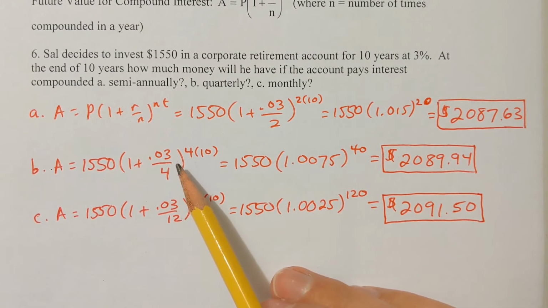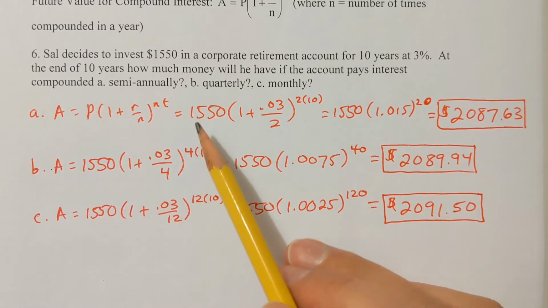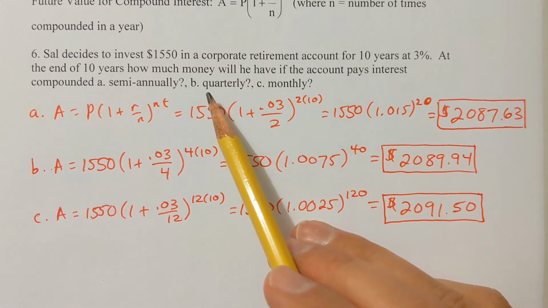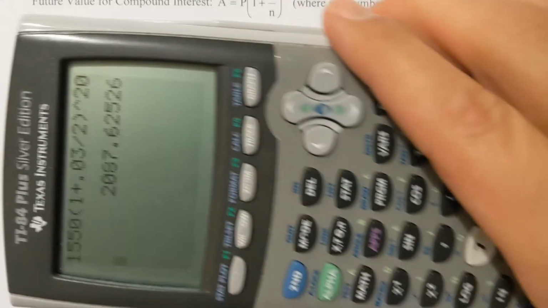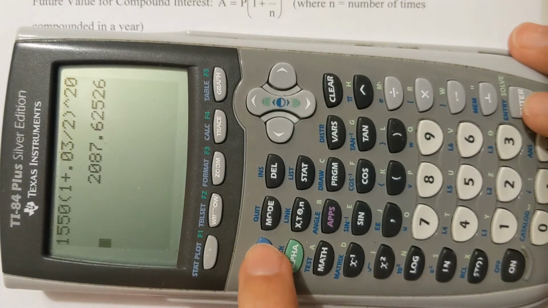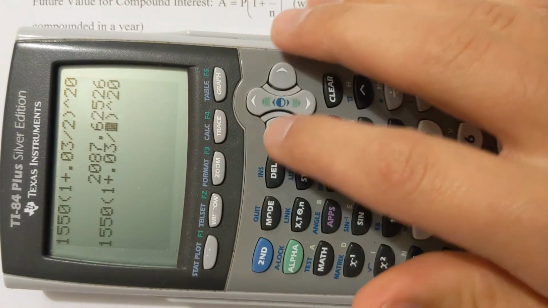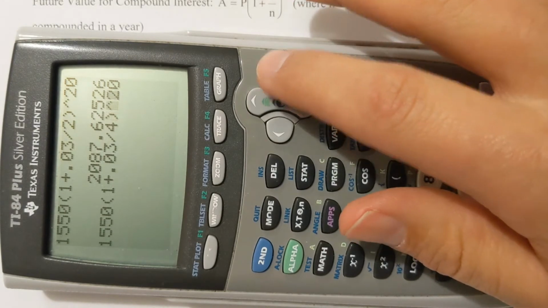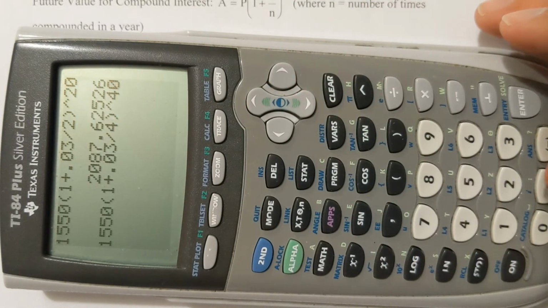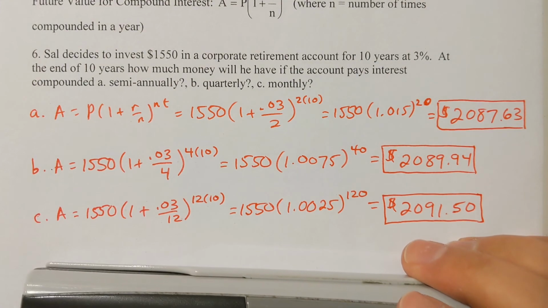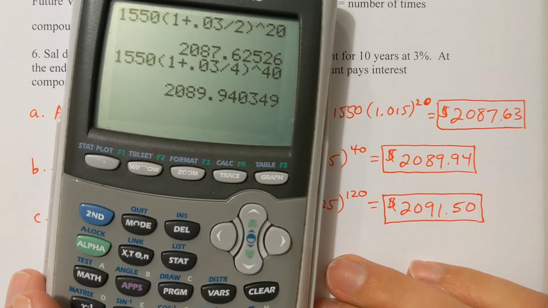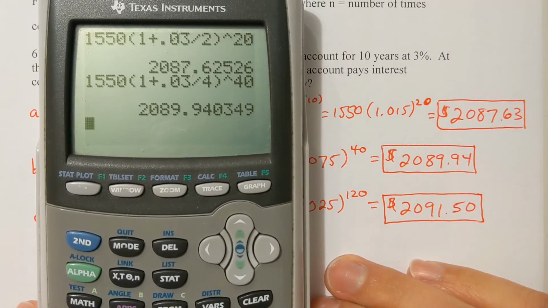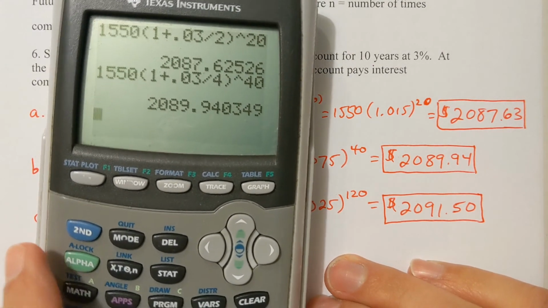Okay, how much will he have in the 10-year time span if the account pays interest quarterly? Well, the only thing that's changing here is the n value. So if I divide by 4, and that's to the 40th power, since 4 times 10 is 40, he's going to have $2,089.94.